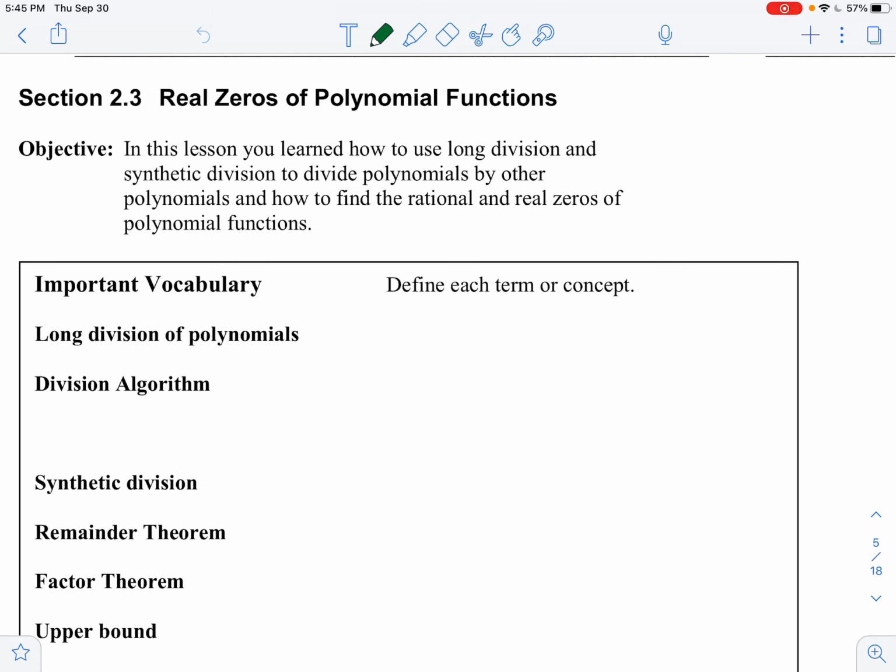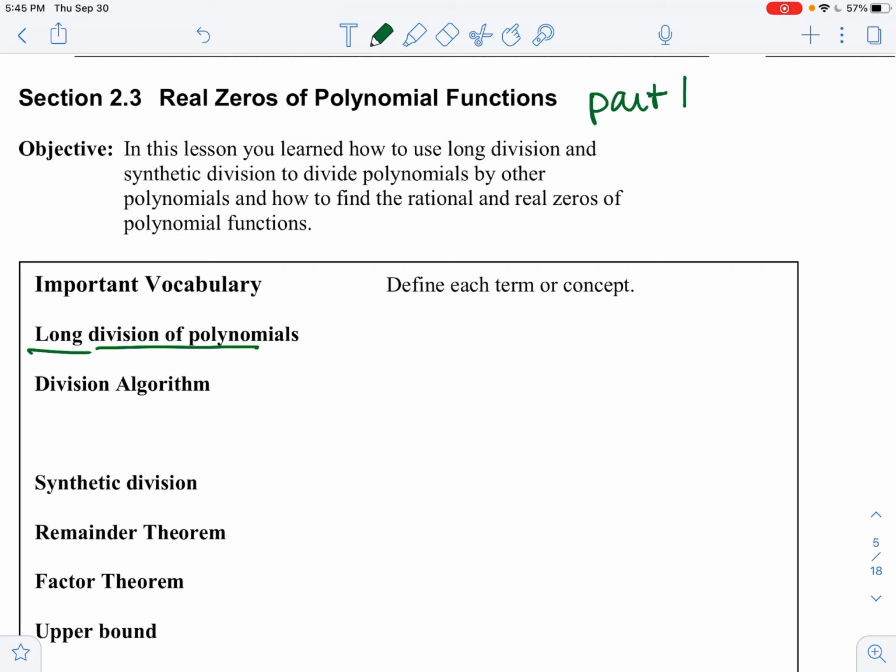Hey everybody, today we are starting in on section 2.3 with real zeros of polynomial functions. This is going to be part one because it's a little bit long in the whole thing. So we're just going to do the first 2 pages today and we're going to get into the rest another day. So a couple of things.